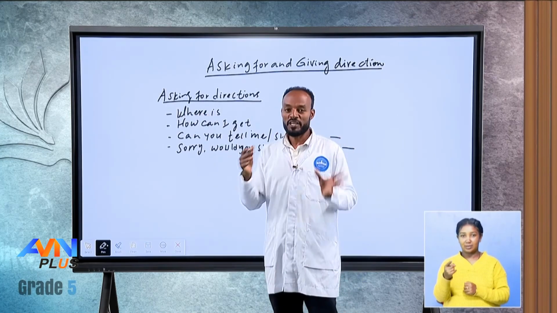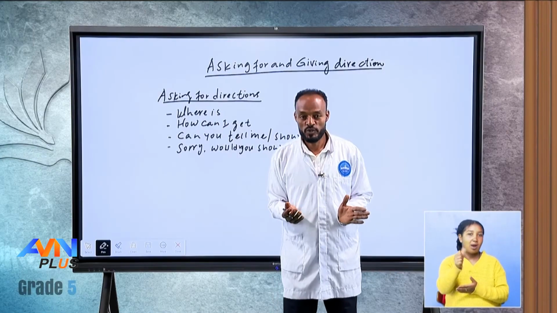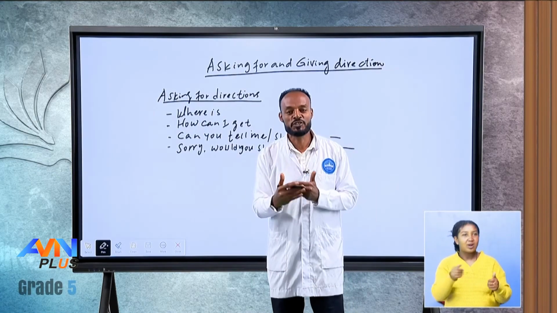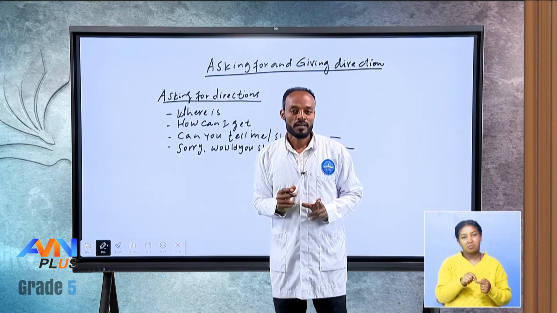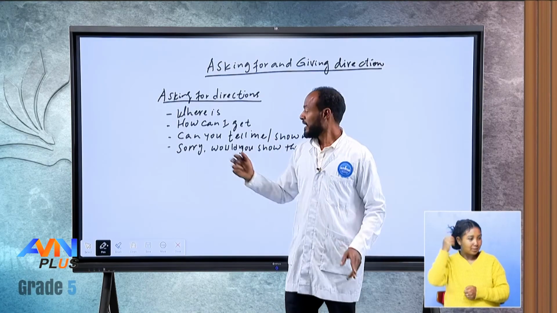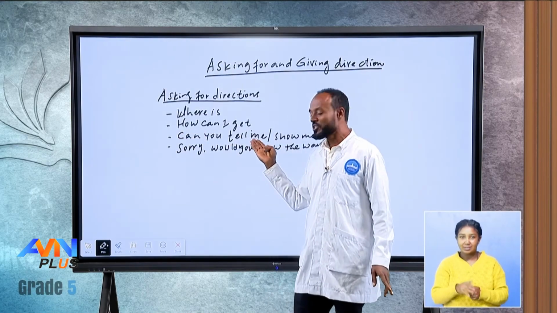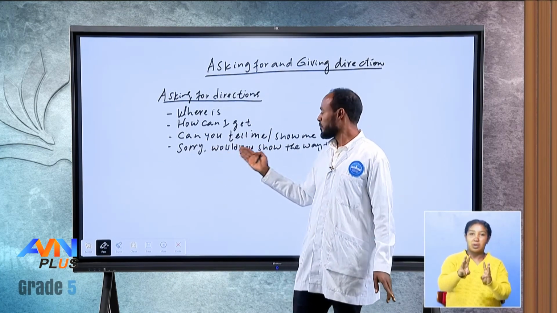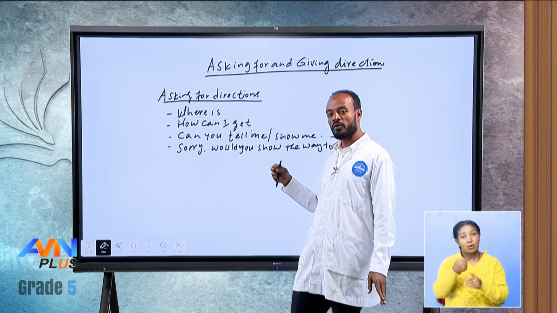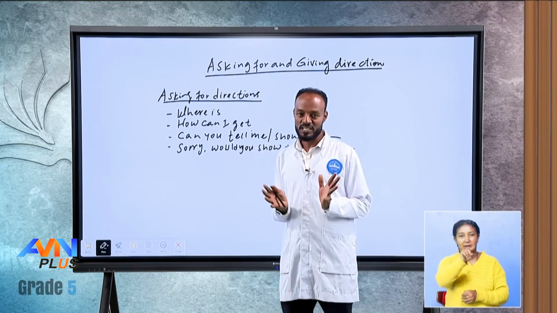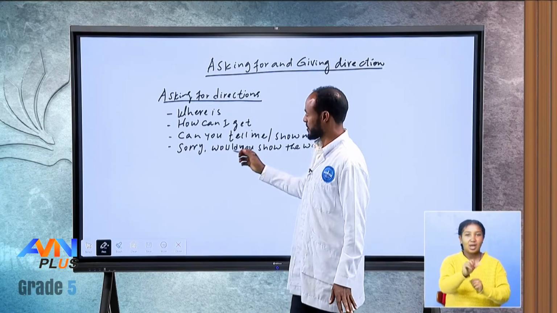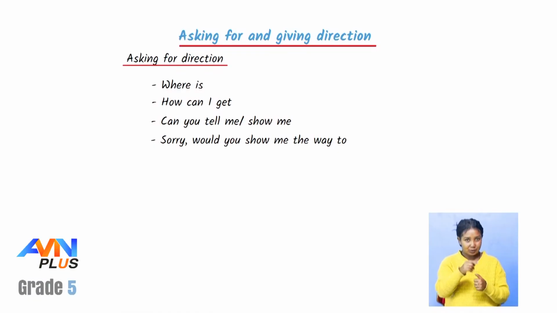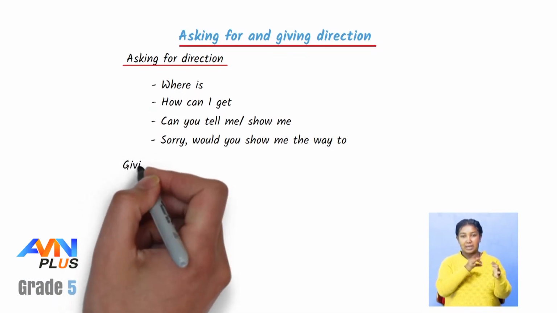By using these and the like expressions, we can ask for directions. Look, where is Awash Bank? When you say this, you are asking for the direction. And also, how can I get to the Kuriftu Hospital? Another one is, can you tell me or show me. Sorry, would you show me or tell me, or maybe you can ask in other expressions. What about giving direction? If you want to give direction, you can use some expressions.